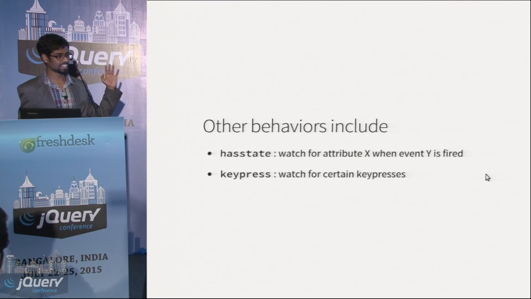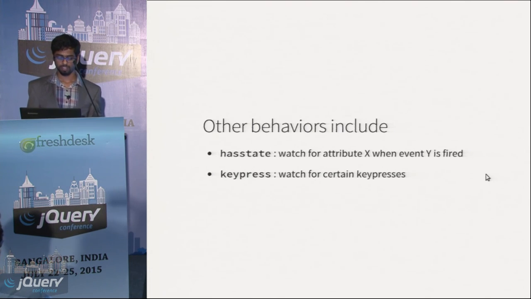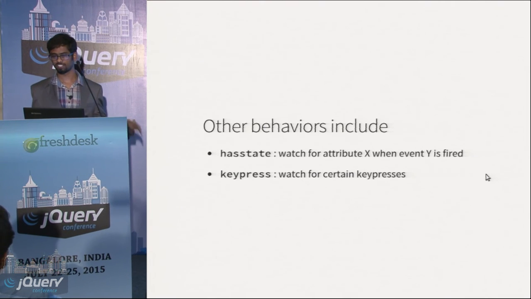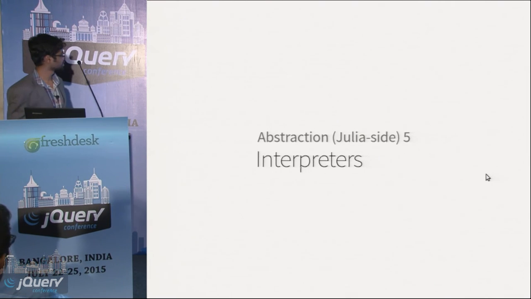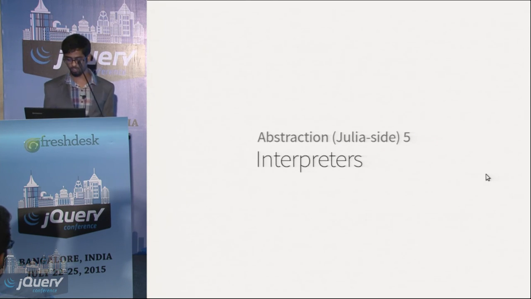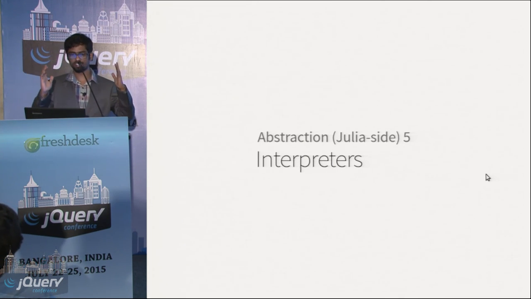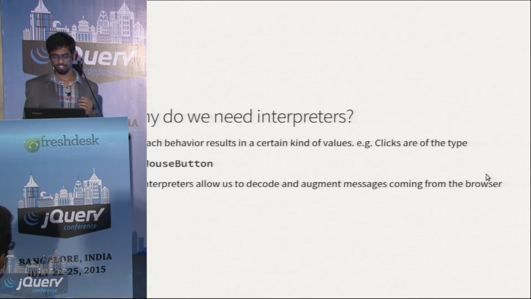Other behaviors are has state, key press, draggable, which is very alpha, and resizable as well. And then there is a camera listener and all that. So using these abstractions, we can build these things. There is one more thing called interpreters, which is purely Julia side. Interpreters are meant to interpret messages from the client, so to speak.